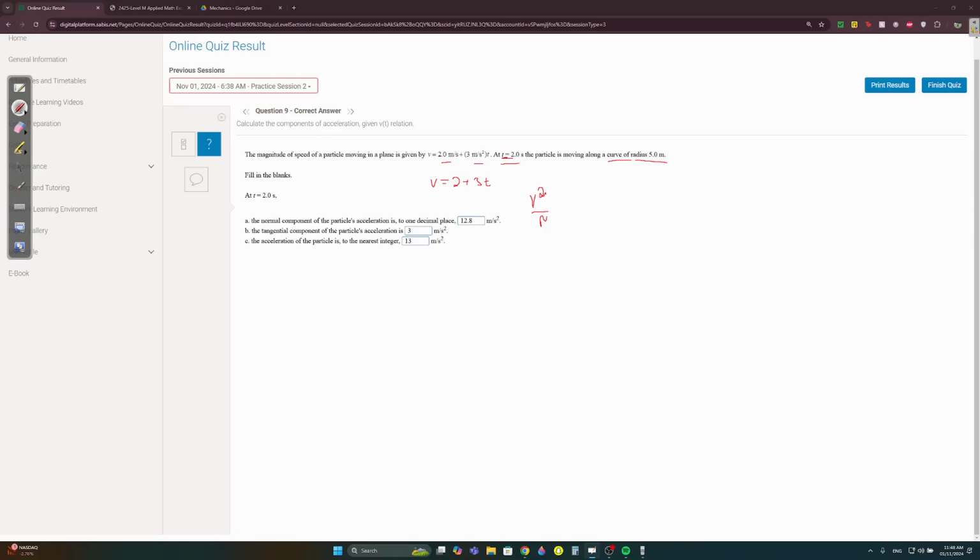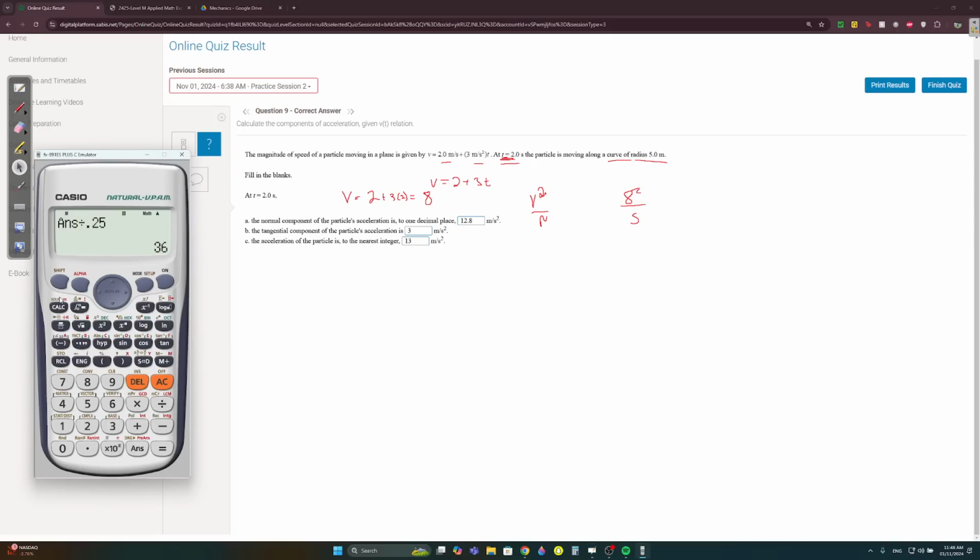V is 2 plus 3t. They're saying at 2 seconds, right? So, how do you find the velocity at 2 seconds? 2 plus 3 times 2. You're going to get 2 plus 6, 8. So 8 squared divided by 5. You should get 12.8 if I'm not wrong. 64 divided by 5, 12.8, because 8 squared is 64.